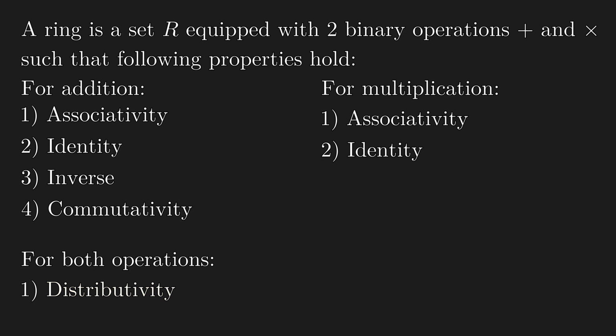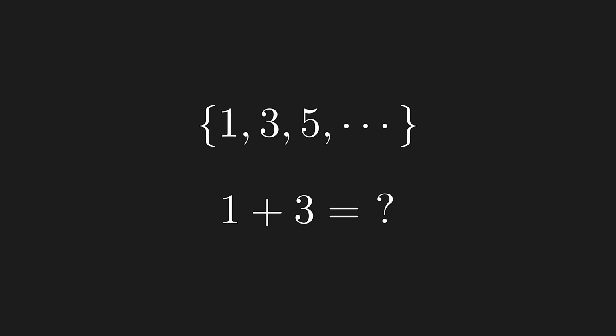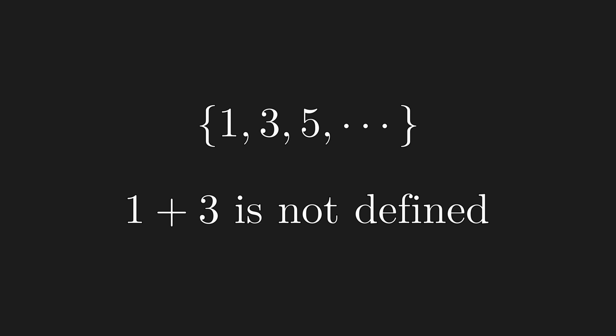And notice how all of these properties are something we learn in elementary school. At the moment, this definition seems a bit too abstract, so let's take a look at some motivating non-examples of a ring. Consider the set of all positive odd integers, with addition and multiplication defined the usual way. What is 1 plus 3? Well, in this universe of numbers, 1 plus 3 is not defined, so addition fails to be a binary operation, and thus this set is not a ring.